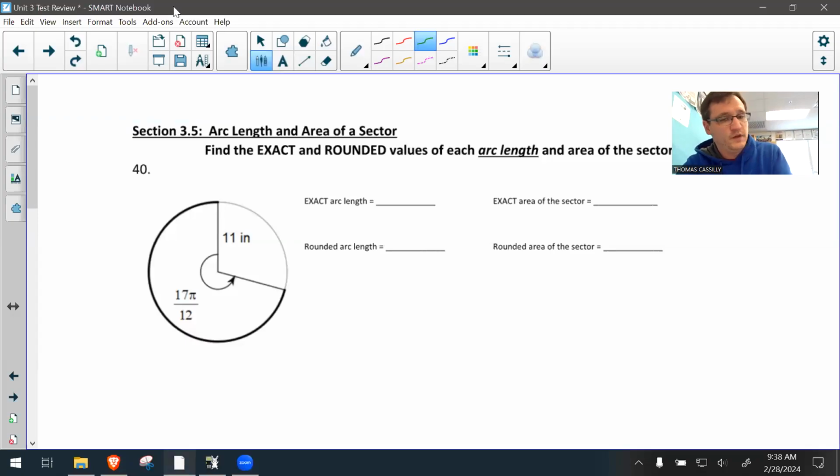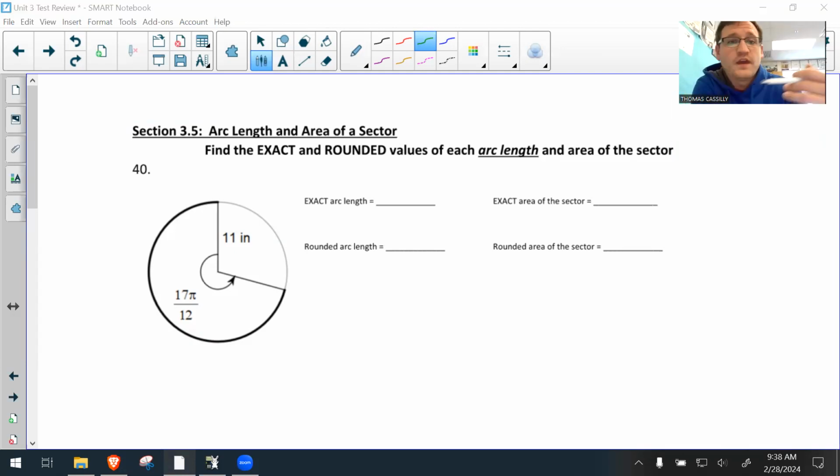Right. Here we go, last page of what feels like 1,000 videos here. Unit 3, section 5 of our trig material. This one is a little bit different. We're stepping away from the unit circle on this one, and it's all about these things we call sectors and arc lengths.